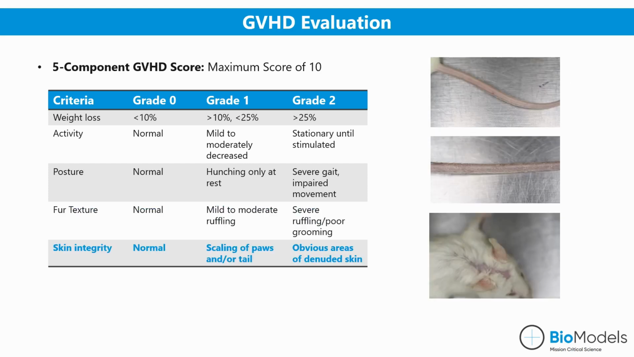Finally, as disease severity worsens, we see more effect on the skin integrity score. So initially, we may see some scaling of the paws and tail, but this usually advances to obvious denuded areas of skin.